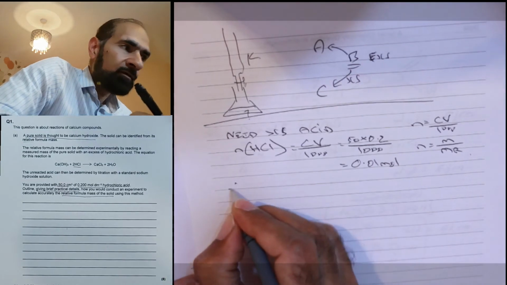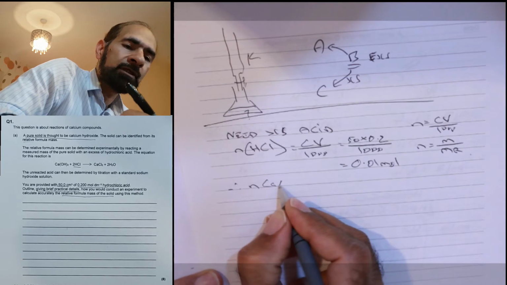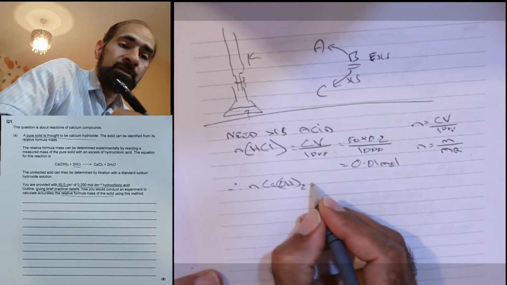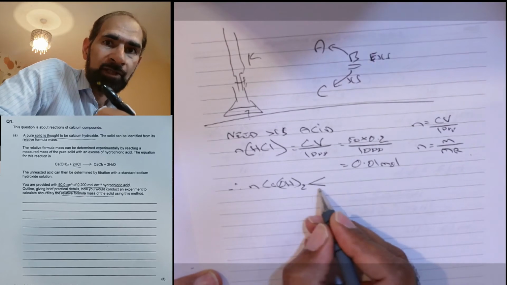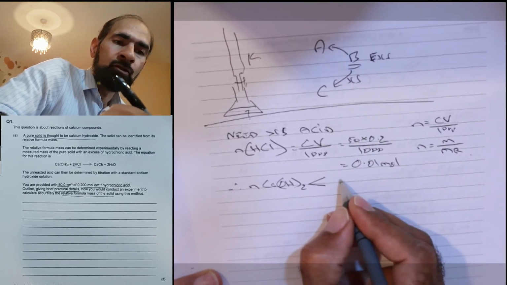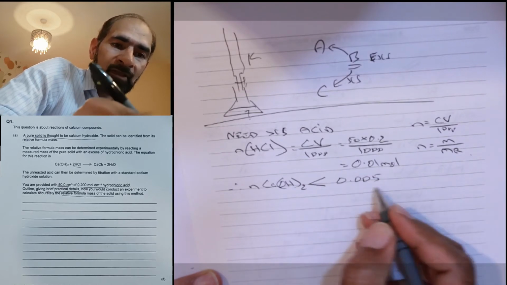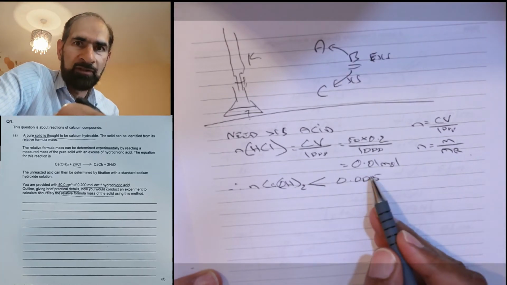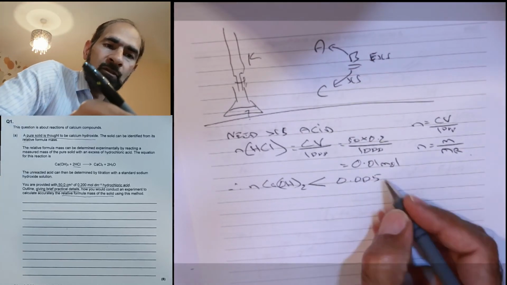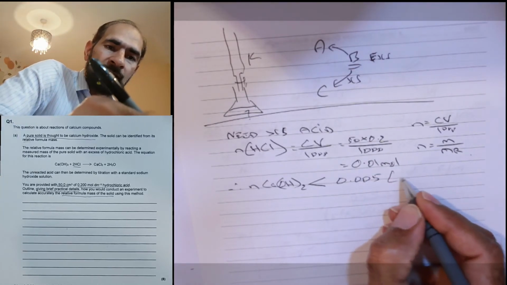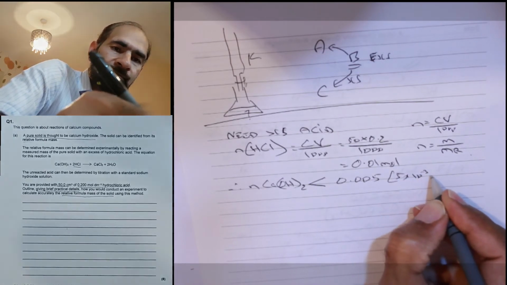So therefore, the moles of calcium hydroxide that I needed is less than, not less than or equal to, yeah, less than 0.005. Where did I get this from? Well, literally 0.01 divided by 2. So half, isn't it? So I need 0.005, or in standard form 5 times 10 to the minus 3 moles.